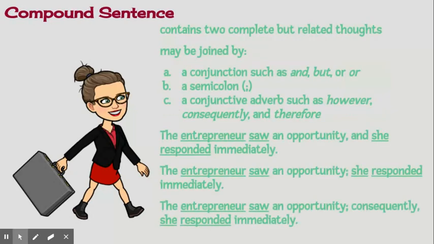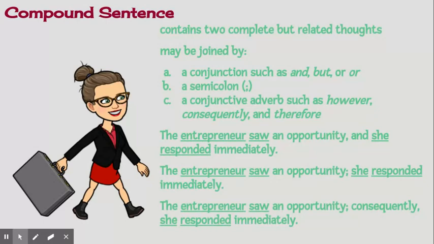Compound sentences contain 2 complete but related thoughts. In other words, 2 independent clauses. They can be joined in one of 3 ways: a conjunction such as and, but, or, with a comma; a semicolon; or a conjunctive adverb such as however, consequently, and therefore. So let's look at our examples. The entrepreneur saw an opportunity and she responded quickly, or immediately.